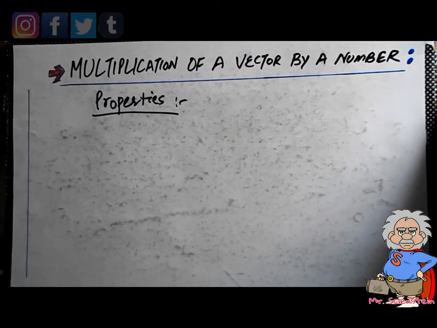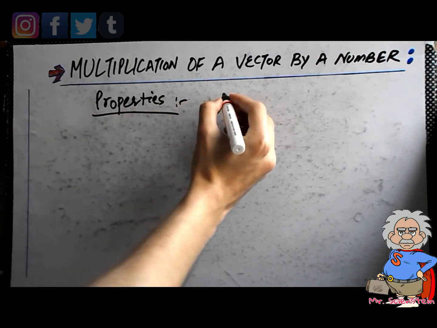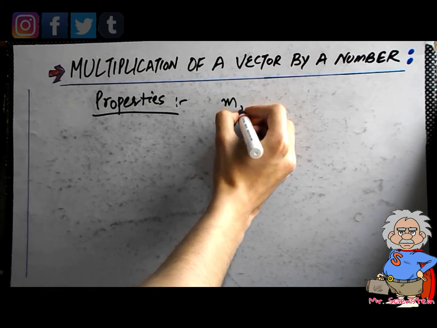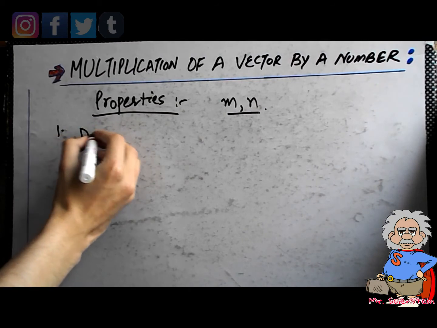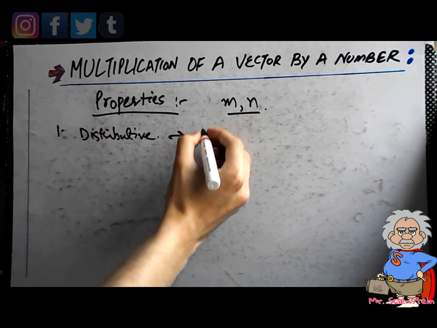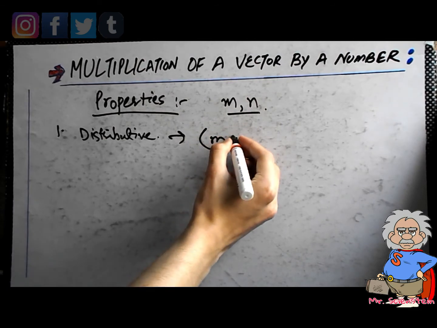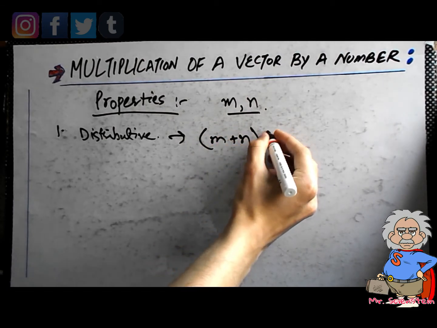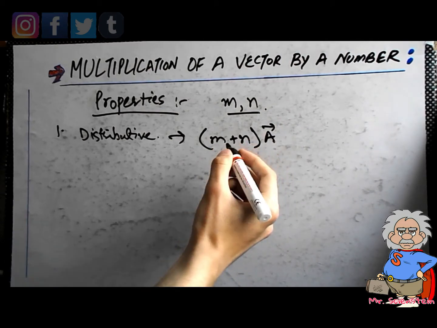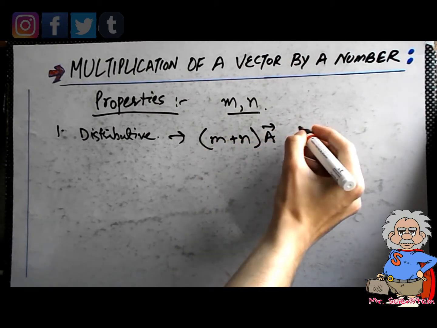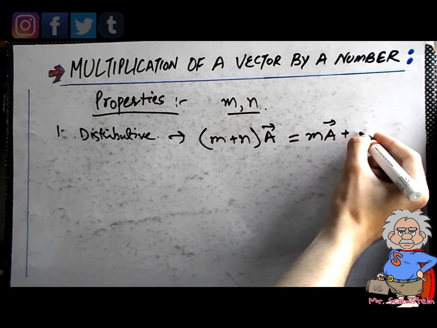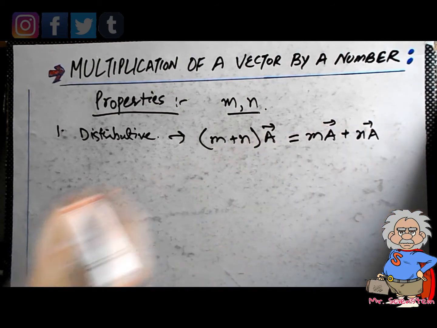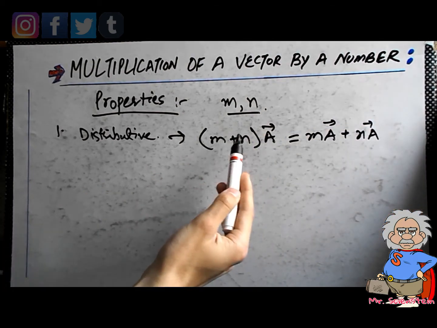Now we'll discuss the properties of this multiplication of a vector by a number. If we have two numbers, two scalars, m and n, right? M and n are two scalars. The first property which we will discuss is the distributive property. That means if I do m plus n into a vector, these two are numbers, m and n, or scalars, so if I do m plus n into a vector, that will be equal to m into a vector plus n into a vector. So this gets distributed: this gets to this and this gets to this.